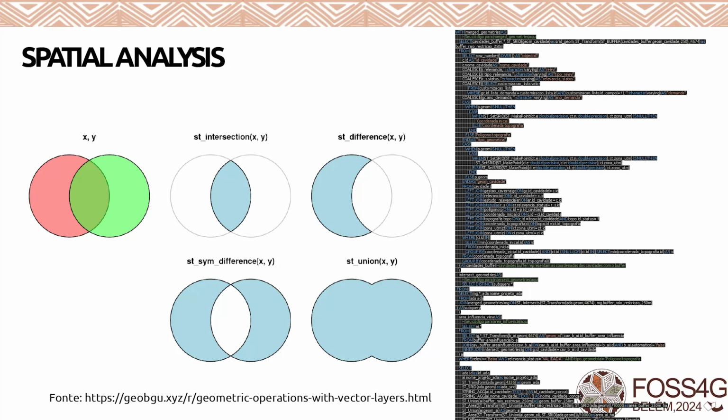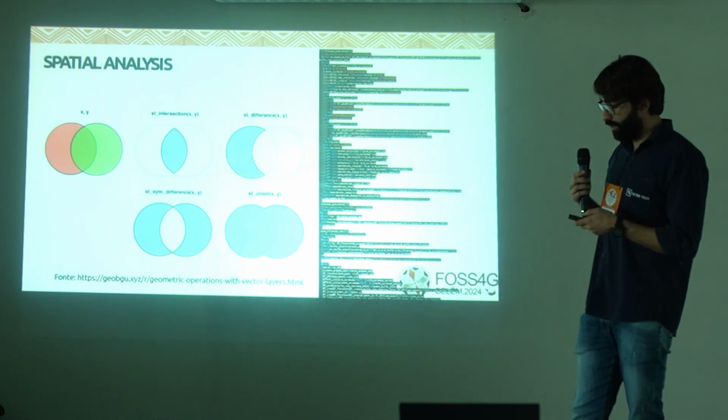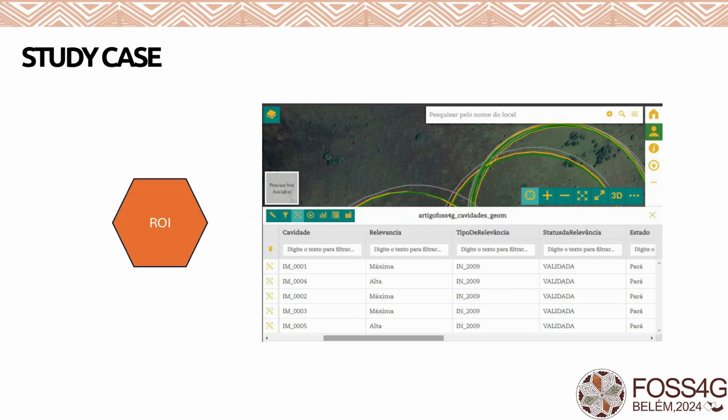And it comes to the spatial analysis. Here the code is longer, but don't worry about it. It's not very complicated. It's just a bunch of spatial functions, as I mentioned: intersection, difference, union, performing the spatial analysis. And I'm going to show the results.